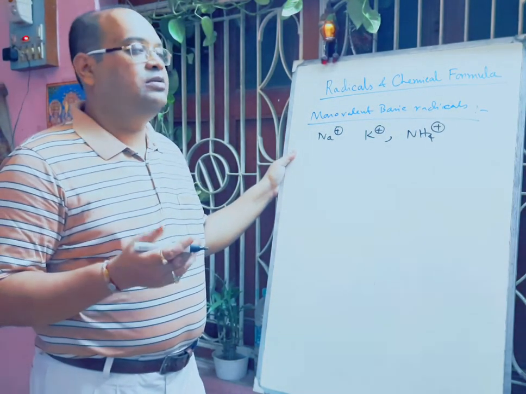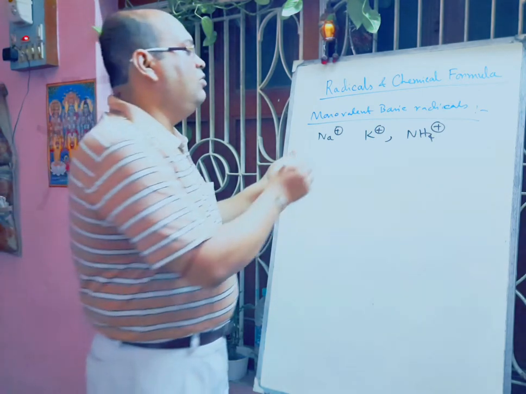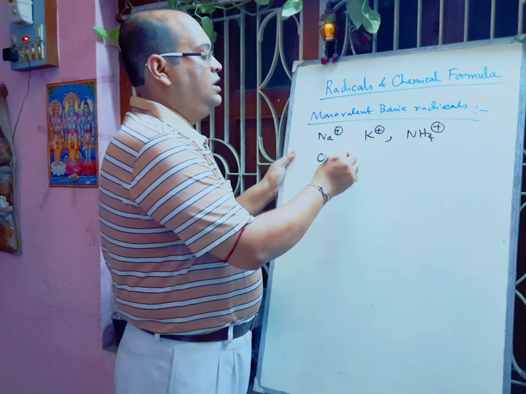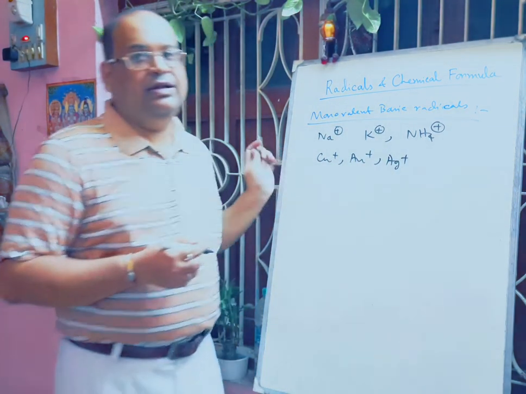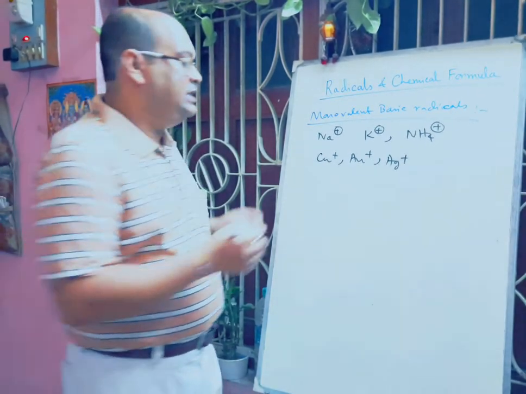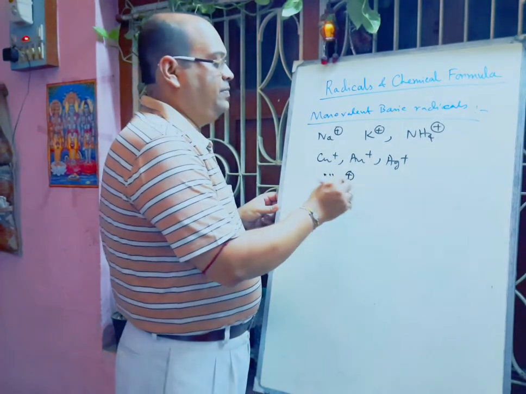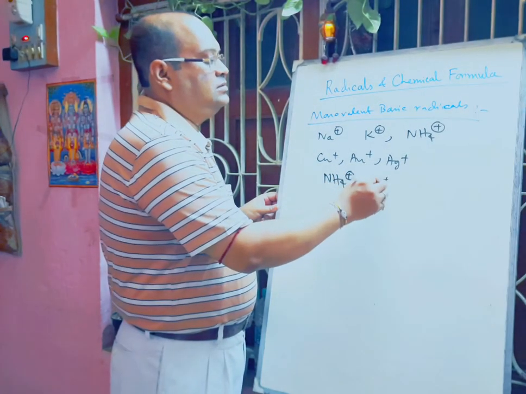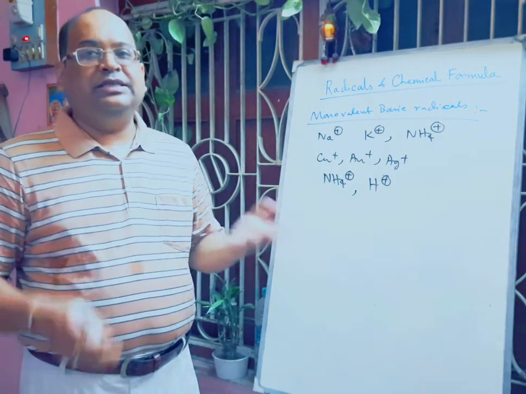You can think about the transition metals also. Among the transition metals we can tell Cu plus, Au plus, Ag plus. These are transition metals. And one non-metal basic radical is also present, that is called NH4 plus. H plus, H plus actually exists as hydronium ion. Cesium plus.